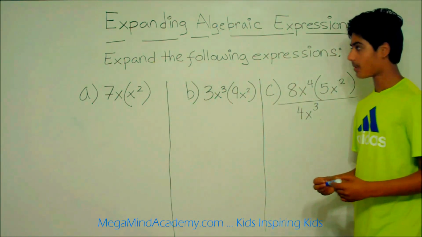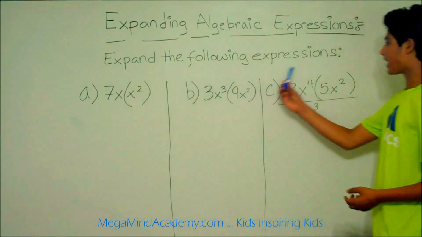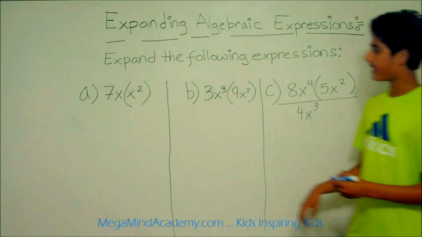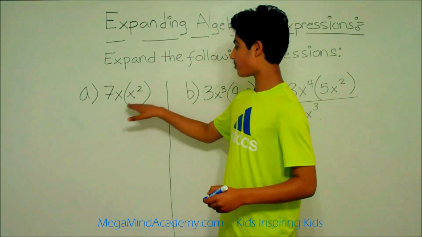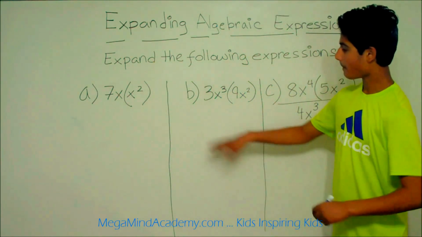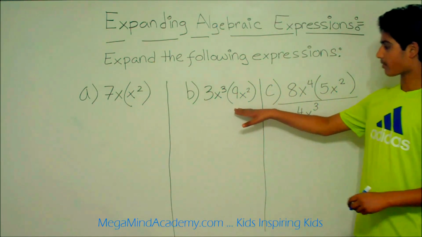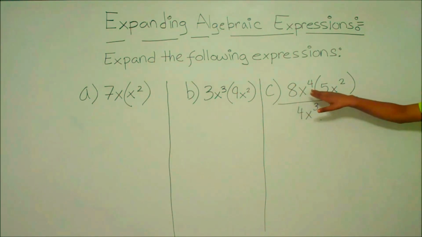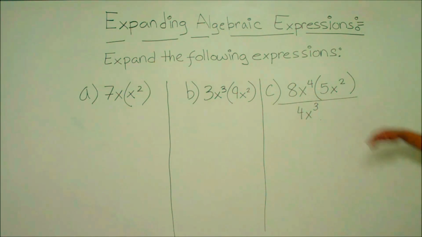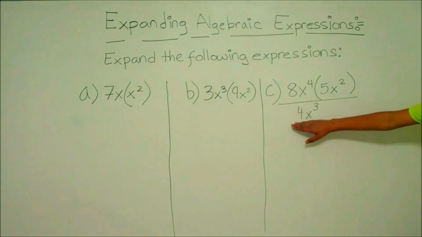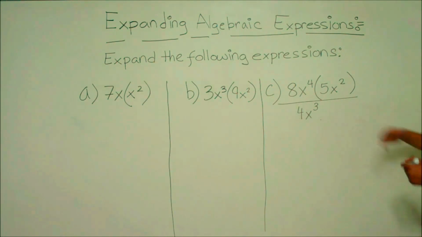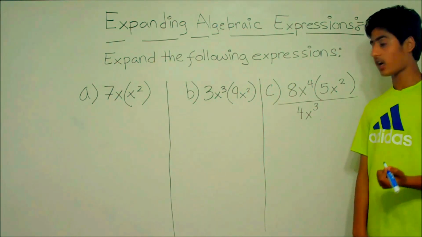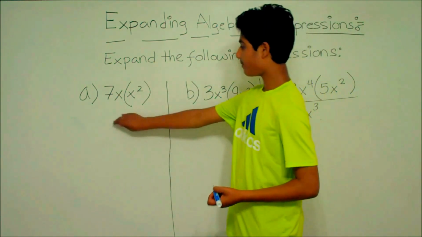Let's say we have a problem like: expand the following expressions. A. 7x times, in parentheses, x squared. B. 3x cubed times, in parentheses, 9x squared. C. 8x to the fourth power times, in parentheses, 5x squared all over 4x cubed. So let's start with question A.